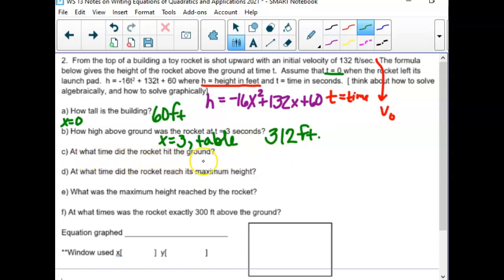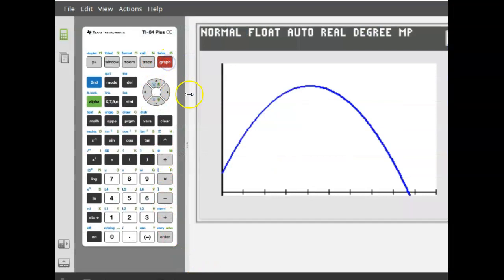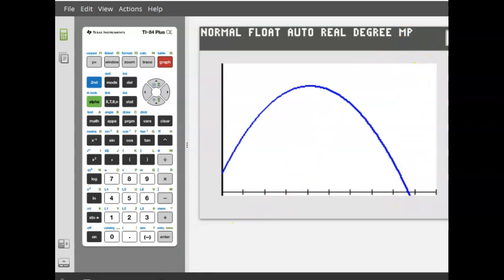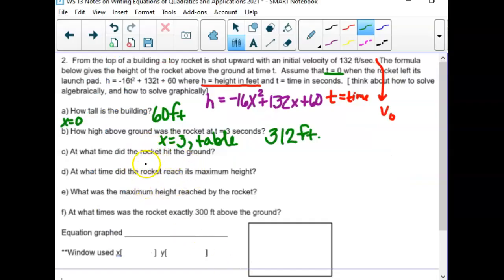At what time did the rocket hit the ground? What are we trying to find there? Yes, we're trying to find how long it took to get here. How long in time is x? So we're trying to find the x value over here. And what did we say we're going to call that? The 0. Yes. Now, so we would actually put in y equals 0. If we were doing this by hand without a calculator, we'd probably have to use the quadratic formula with -16, 132, and 60. That doesn't sound very fun to me. Okay? But we're going to find it on the calculator using the 0.